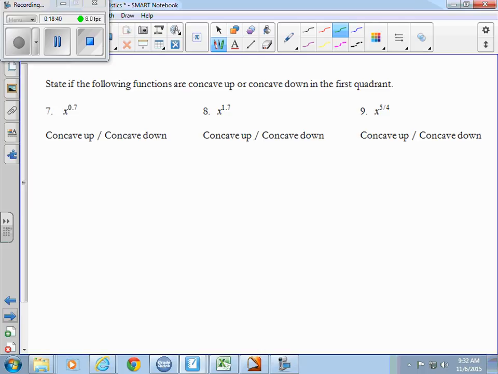I'm going to do the same thing, and let's find out. Start and only do one at a time, because if you do more than one at once, you'll get confused on which one's which, right? So I want to know in the first quadrant, yes. The first one is 0.7, the second one is 1.7, and the third one is 5.4.